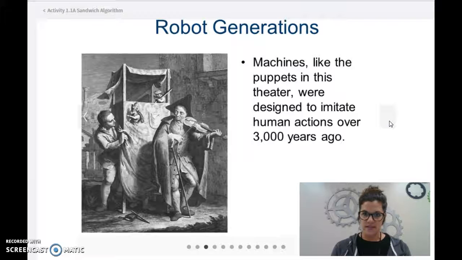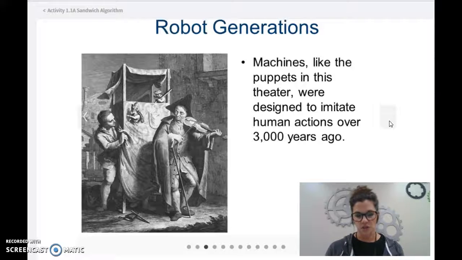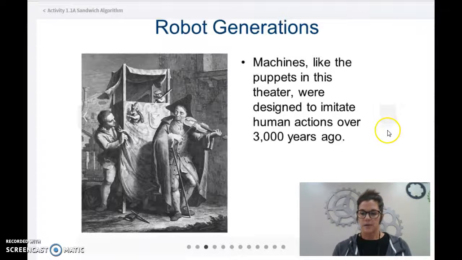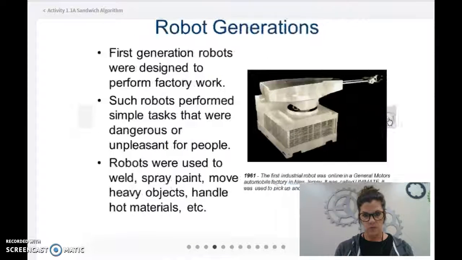So robots have clearly come a long way. If you think about the first generation robots, as you can see here, machines like the puppets in this theater were designed to imitate human actions over 3,000 years ago. When we talk about first generation robots, we're talking about a very simple robot. They do generally one task, and it's a simple, repetitive task, meaning that they do the same task over and over again. These machines have the ability to make precise motions at high speed. So that's our first generation of robots.